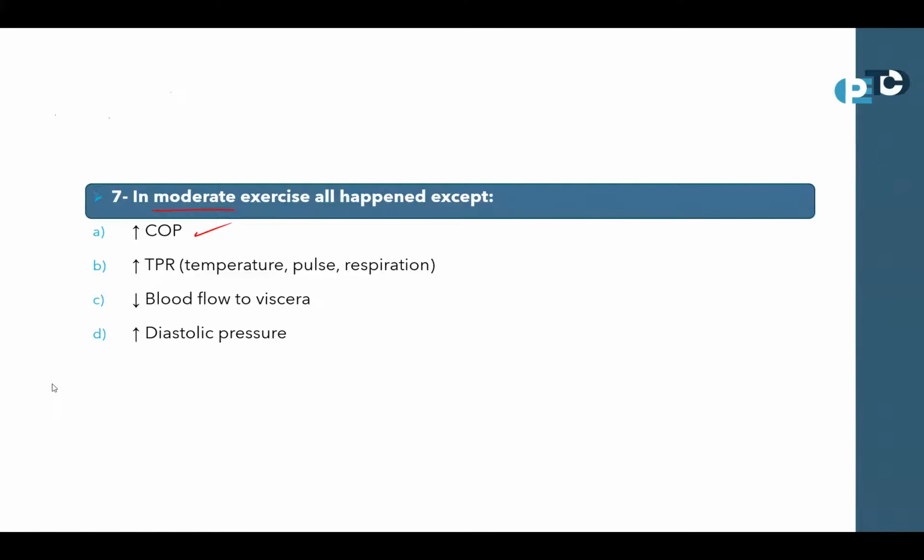While diastolic blood pressure will not increase. Diastolic blood pressure represents the pressure in the arteries during the heart relaxation. This diastolic blood pressure will not increase during moderate exercise. It may sometimes decrease slightly due to widening of blood vessels, or vasodilation, in response to the increased cardiac output. So the correct answer here is that the diastolic blood pressure increase will not happen.